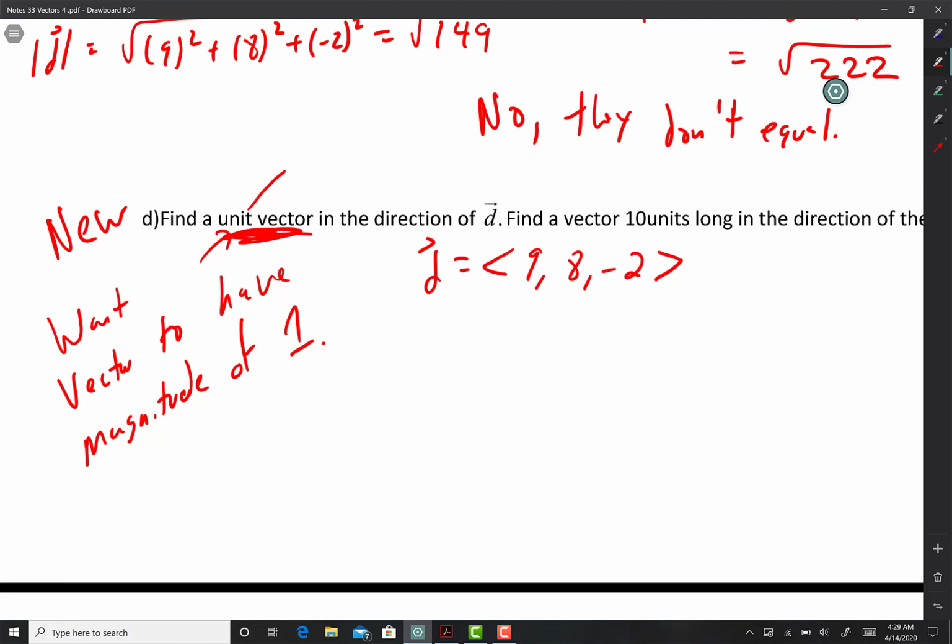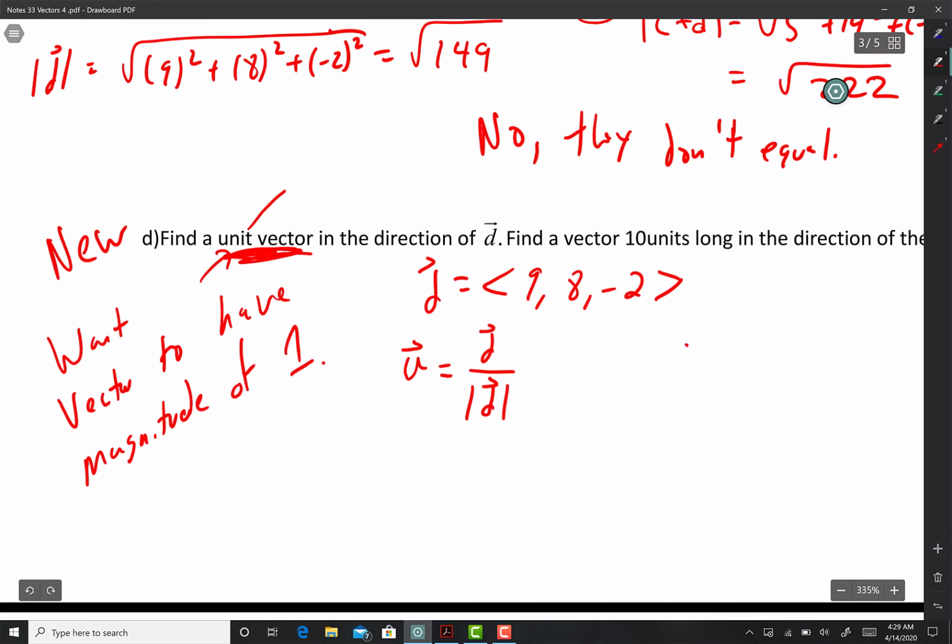So in order to make this vector have a magnitude of 1, I'm going to call it U for unit. So here's my unit vector. If I want my unit vector to have a magnitude of 1, I need to take my vector D and divide it by the magnitude of D. And that will definitely give me a vector with a magnitude of 1, because you're dividing by itself. But you have to do it each component at a time. We already know the magnitude of D is the square root of 149.